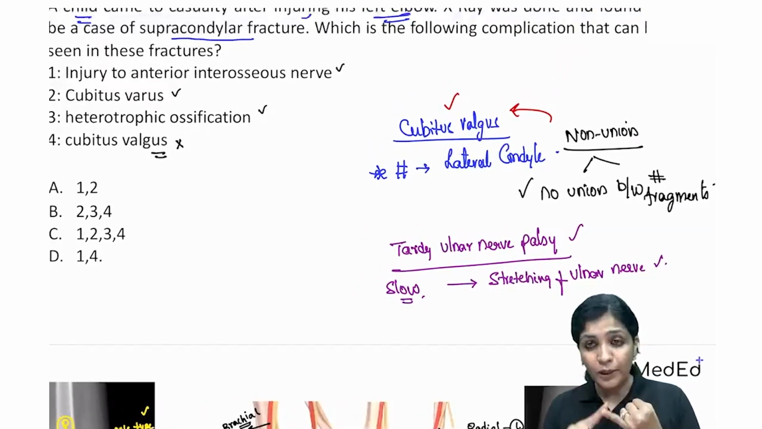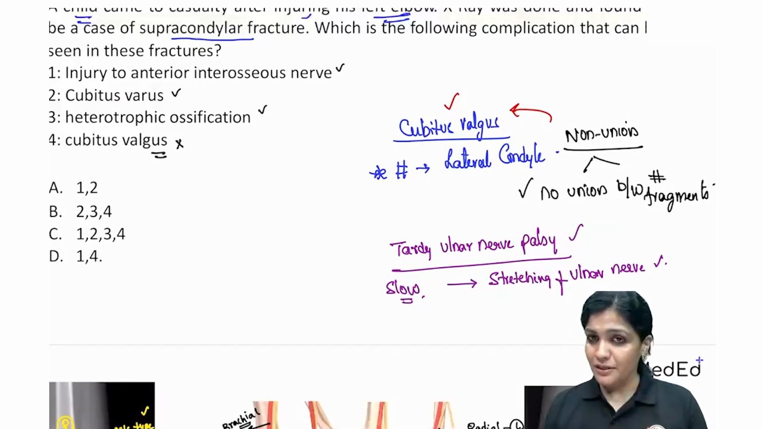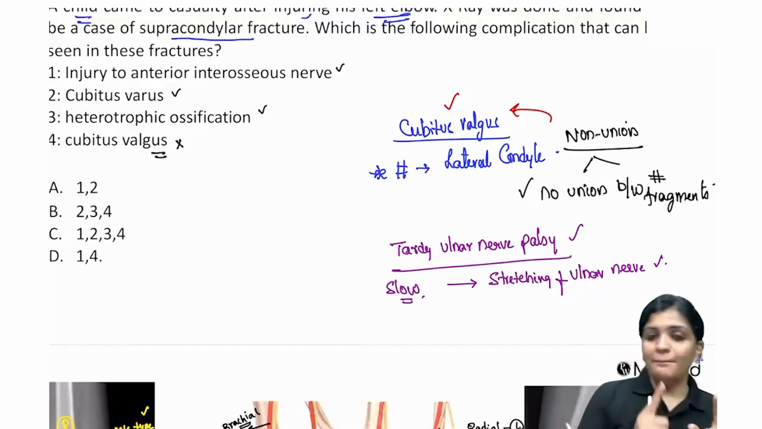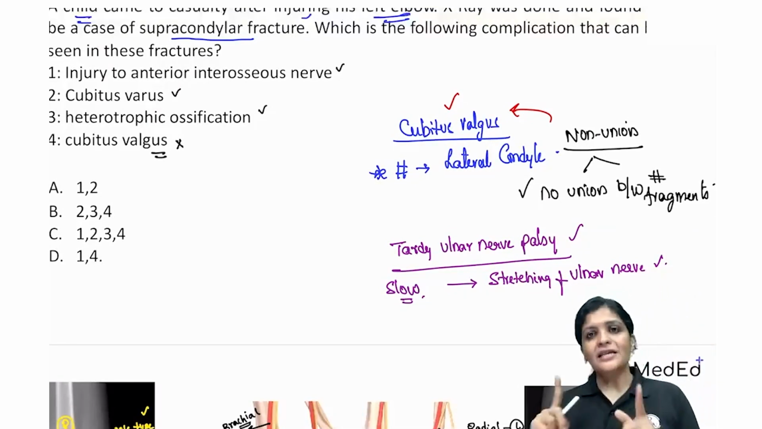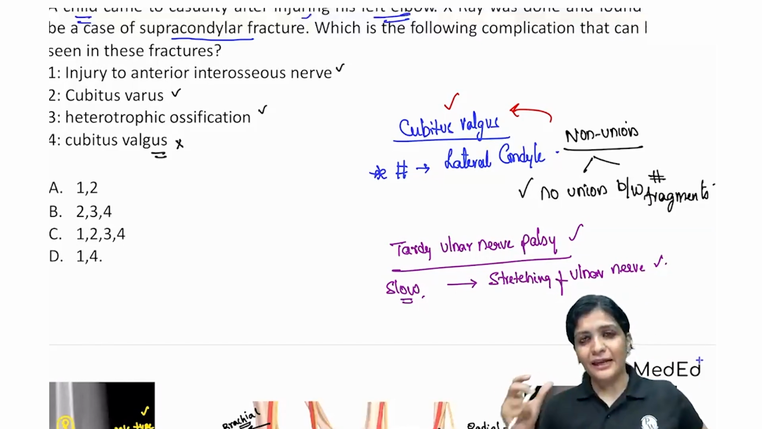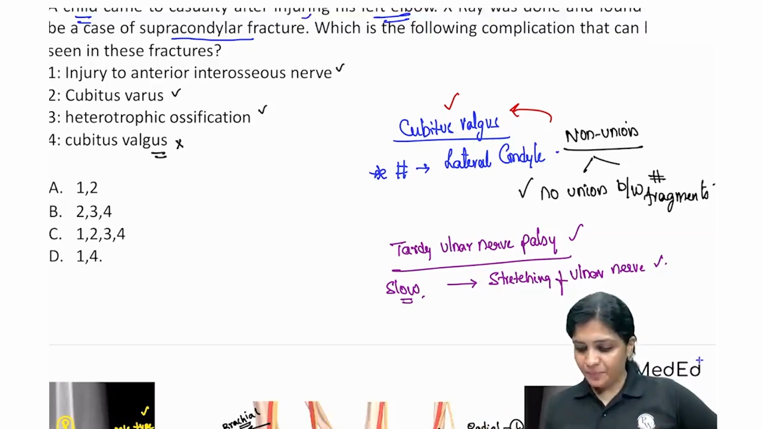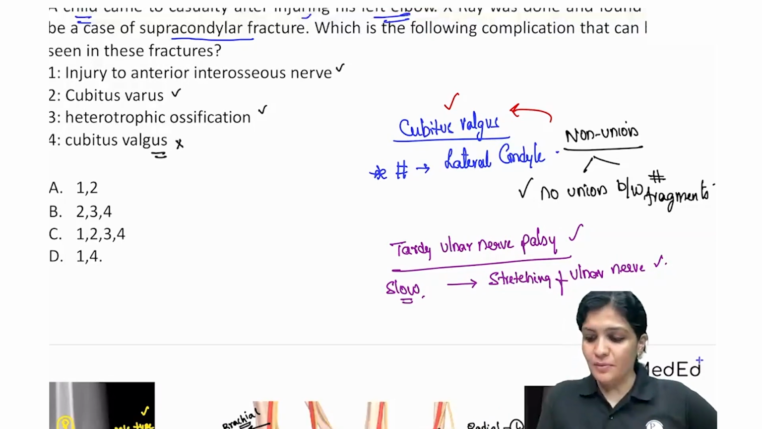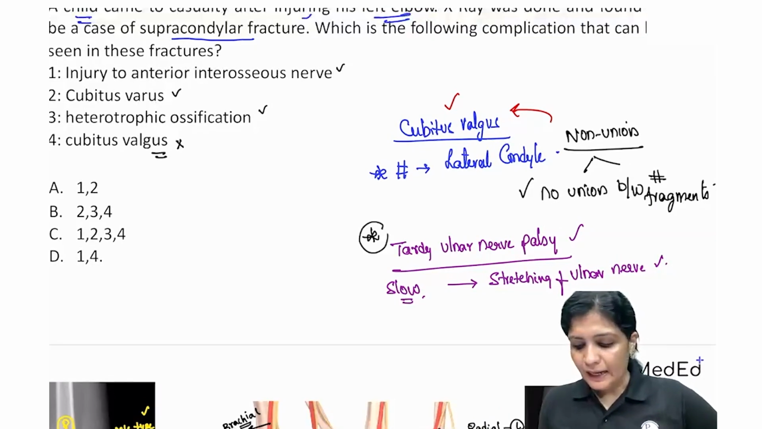So this is about your lateral condylar fracture of the humerus, which you have to remember will usually result in non-union. The supracondylar will usually result in malunion. Malunion will result in varus. This non-union, or sometimes the union is there but it is resulting in valgus, right? That is the cubitus valgus. And another thing which you have to remember is the tardy ulnar nerve palsy.